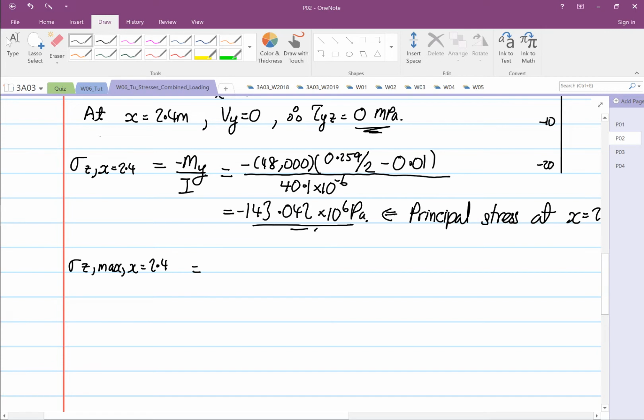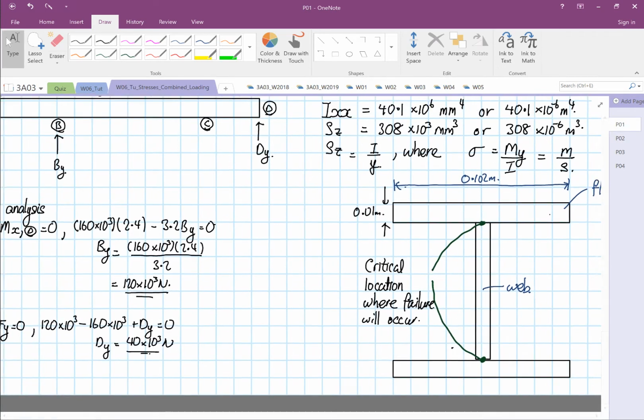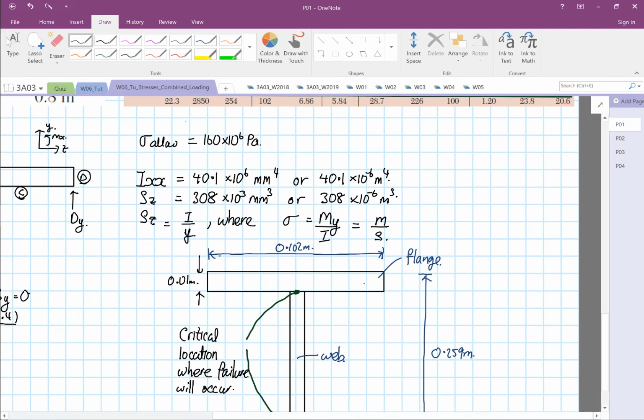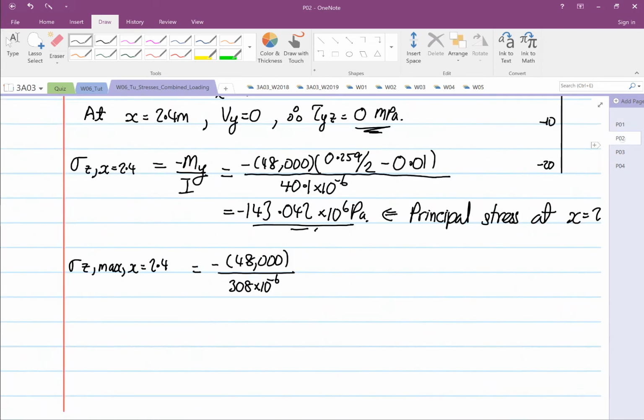So this will be equal to minus M, the moment is the same, and then we just want to divide by 308 times 10 to the power minus 6, because the 308 times 10 to the power minus 6 is acquired from here. So you just need the moment divided by I, and you get your maximum stress.